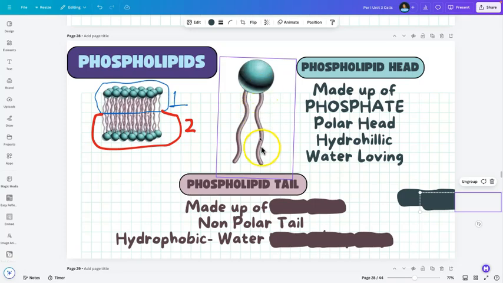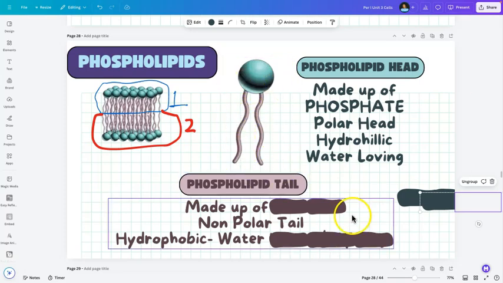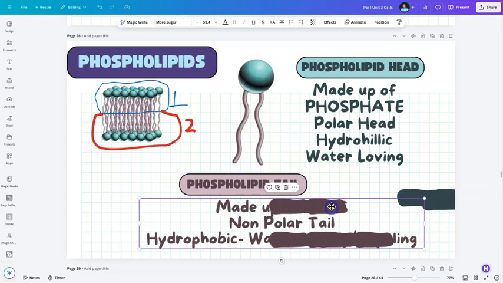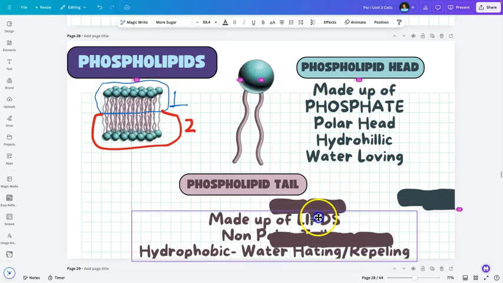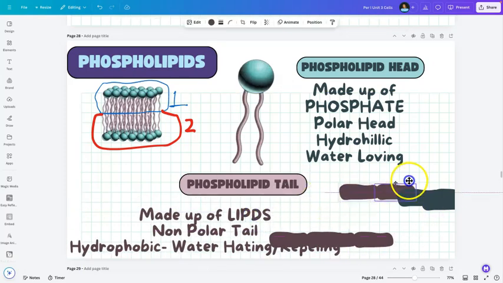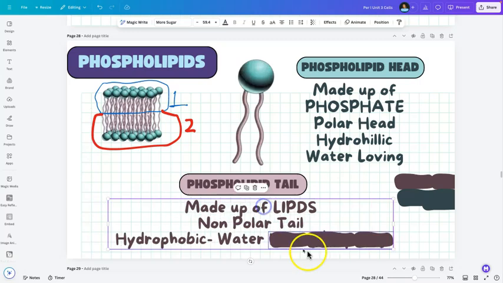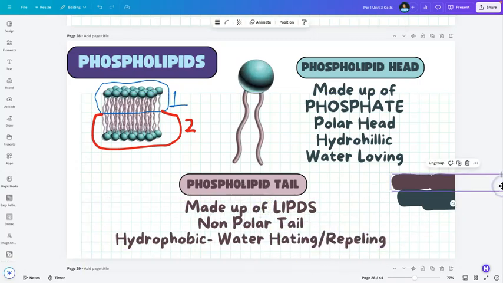The tails, okay, are made up of lipids. This is how you try to remember. And if you remember the function of a lipid, lipids repel water. They're water hating. They're hydrophobic. And they're non-polar. How many vocabulary words did I just give you? A lot.